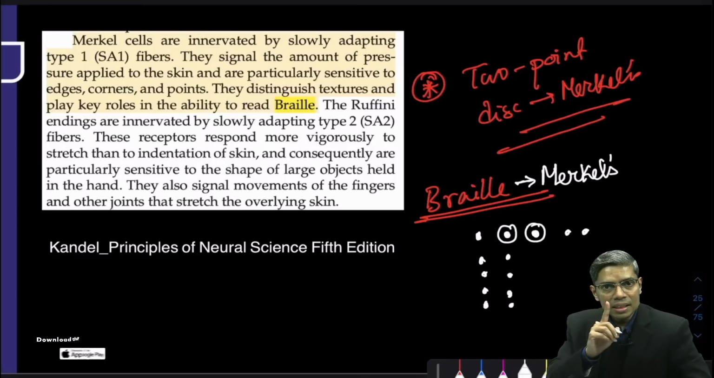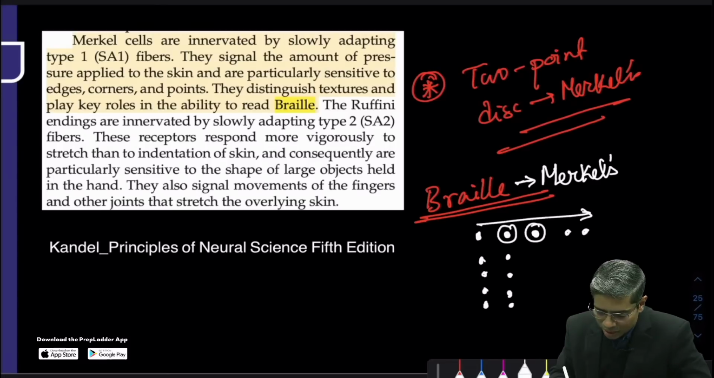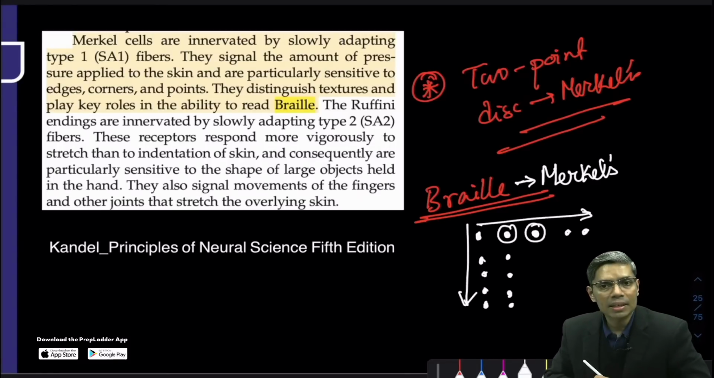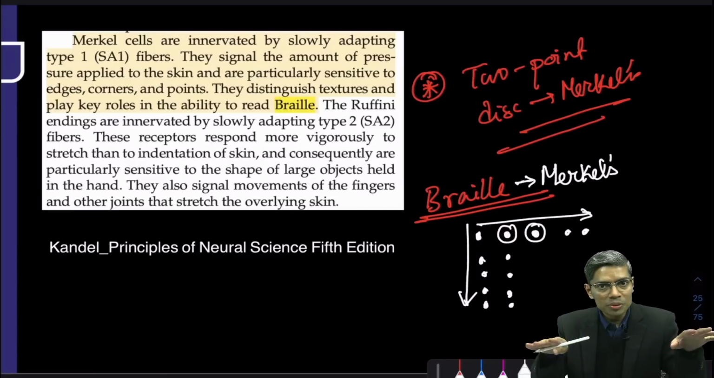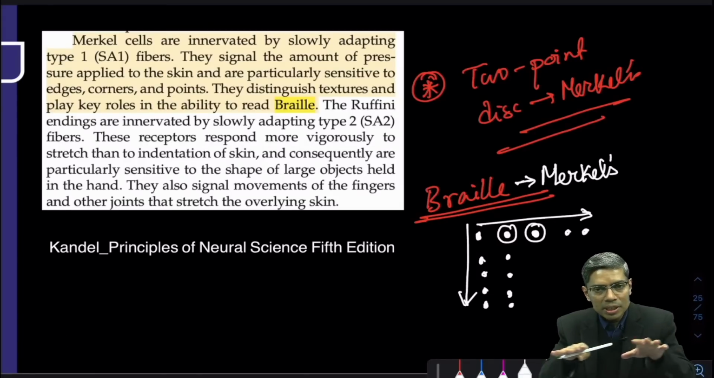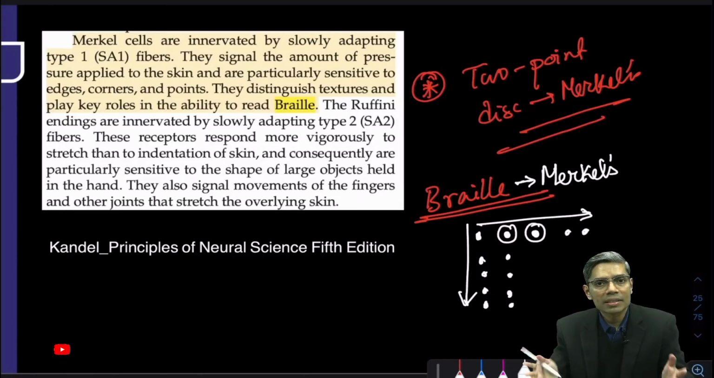But rather than perceiving the dot, you also have to understand whether the dots are in the horizontal direction or in the vertical direction. That means you have to move your finger on this dot. A blind person has to move their finger on these dots, and they have to perceive whether these dots are in horizontal or vertical direction. What is the direction?